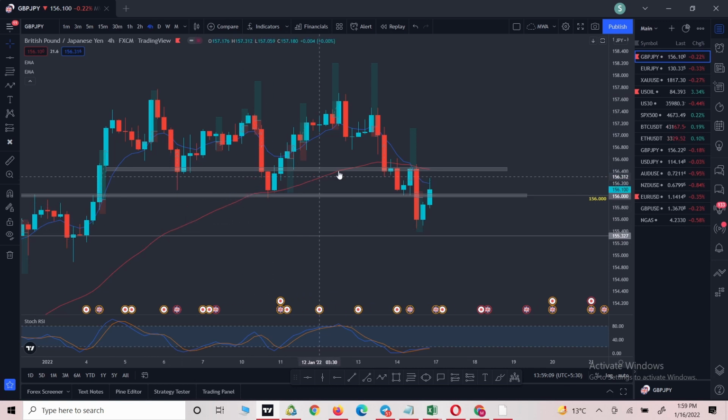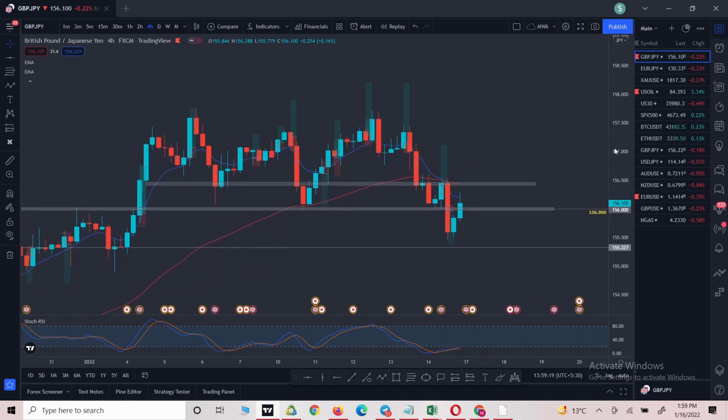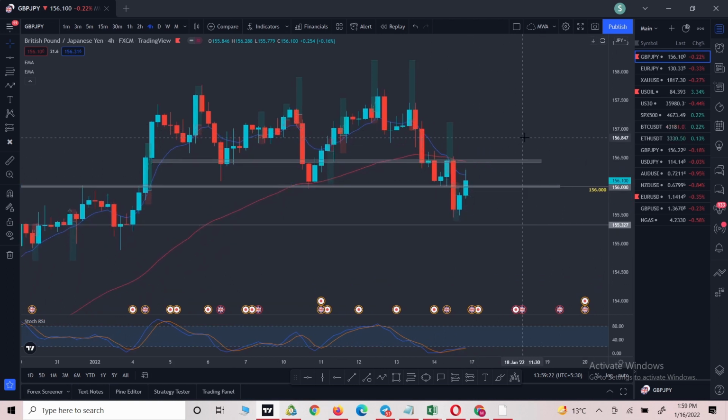Also, we are trading below the 50 EMA. As you can see, before, in this area, the price was trading above the 50 EMA. Now the price has broken below the 50 EMA. So we are bearish on the 4-hour time frame.